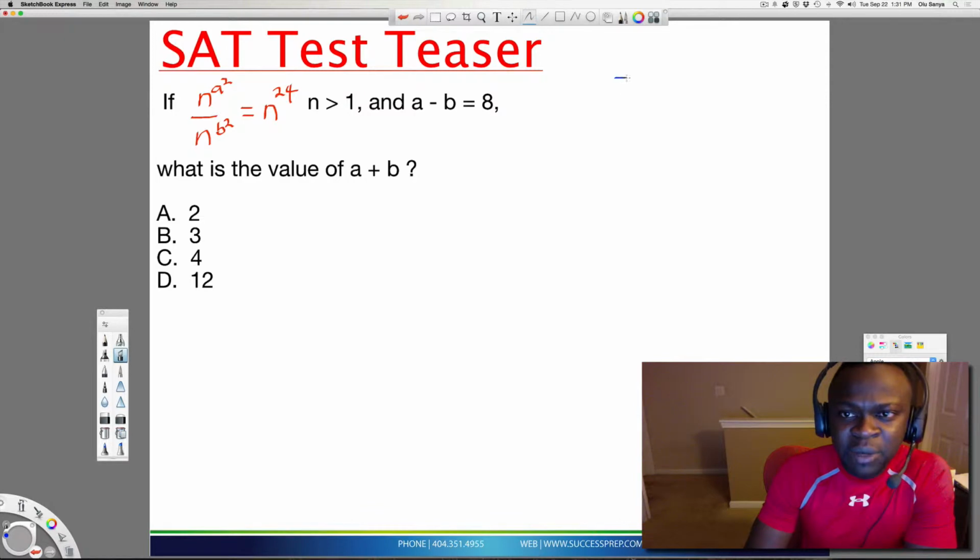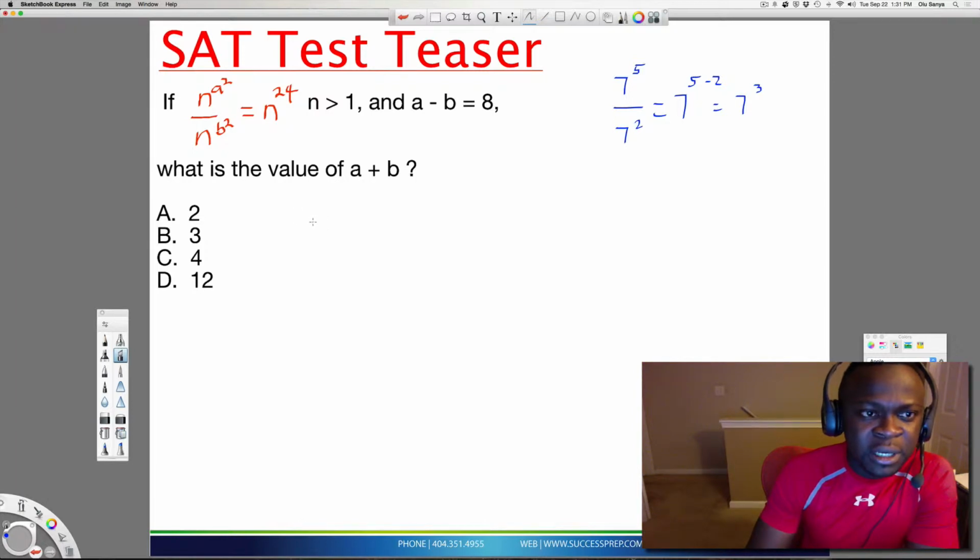Meaning, for example, if we have 7 to the 5 over, say, 7 to the 2, because this is 7 and 7, you just pick one of these sevens and you subtract the powers. So this becomes 7 to the third. That's the same rule we're going to use here.